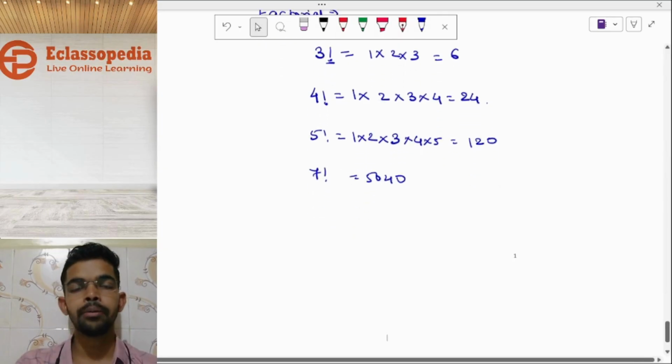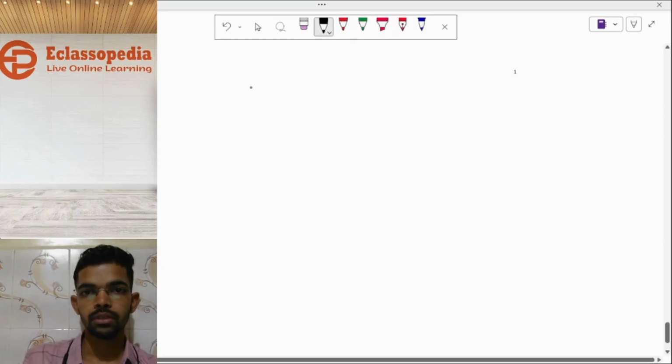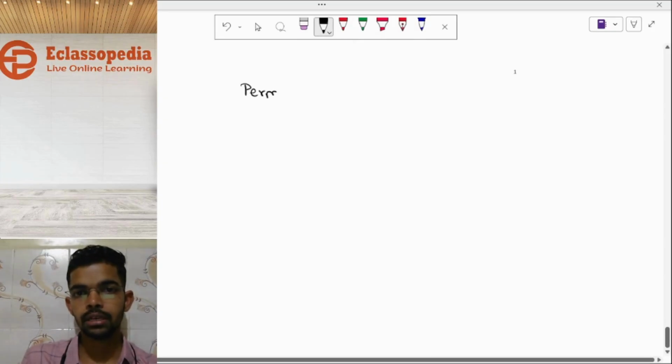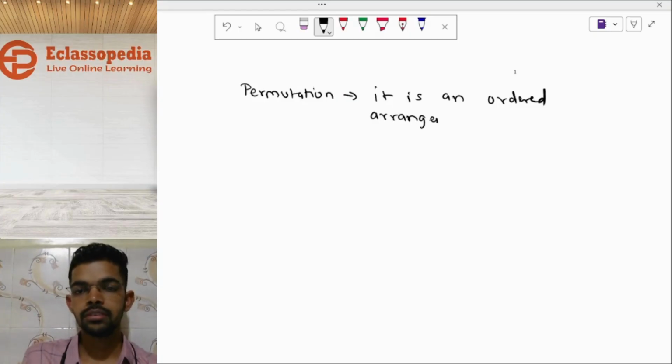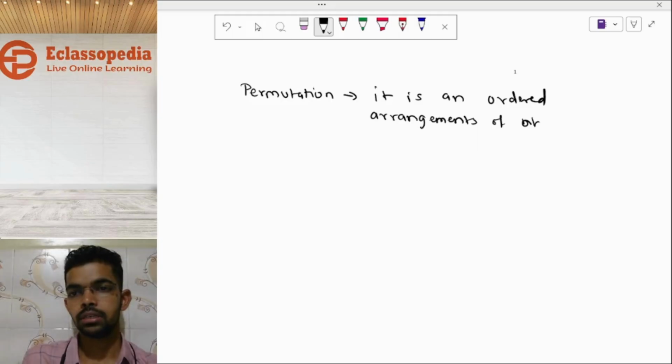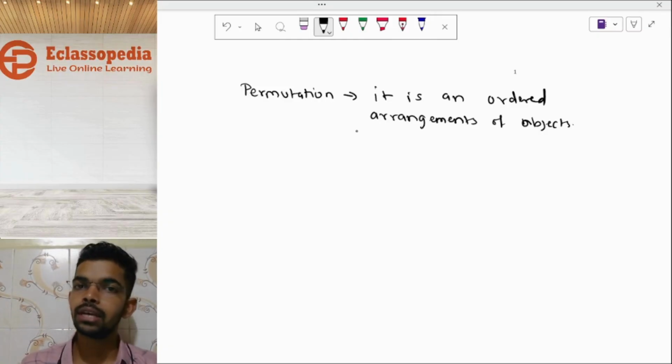Now let's study what is permutation. Definition of permutation and combination. So permutation is basically arrangements. It is an ordered arrangement of objects. Objects will be given, numbers are given, let's say people are given. So what you have to do, you just have to arrange them and then count.